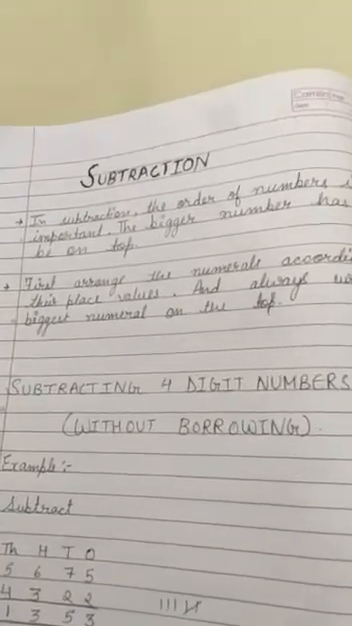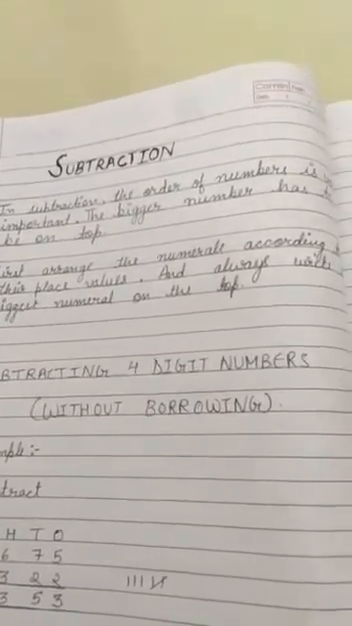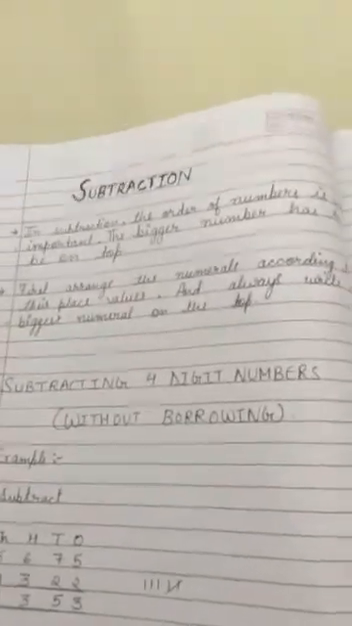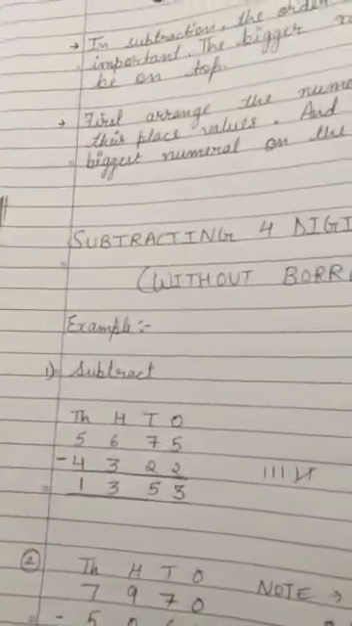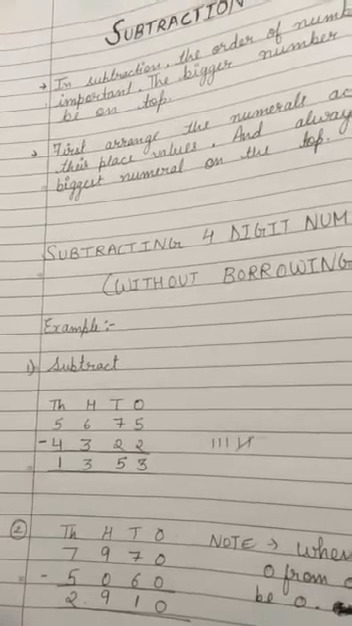So first in subtraction what we will study is subtracting 4-digit numbers without borrowing. This is the normal subtraction where the numbers are given to you and you subtract without borrowing any number. Like in addition we carry the number, but in subtraction we borrow the numbers. This is the difference between subtraction and addition. So let's take one example and start the subtraction of digits without borrowing.